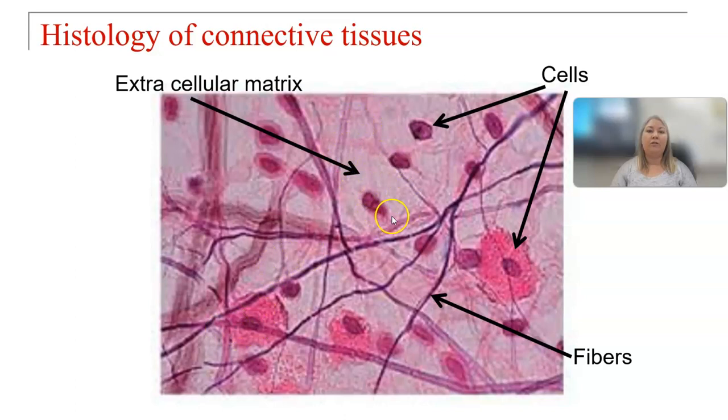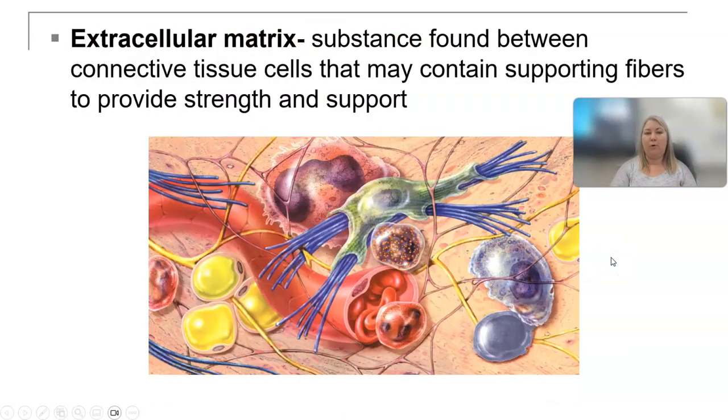We have an extracellular matrix, which is just this kind of background material. In the case of loose connective tissue, it's kind of a gelatinous type substance. And then we have all of these strings. These strings are just called extracellular matrix fibers, and they come in different varieties. And you can see they just kind of crisscross all over those connective tissues, giving them support.